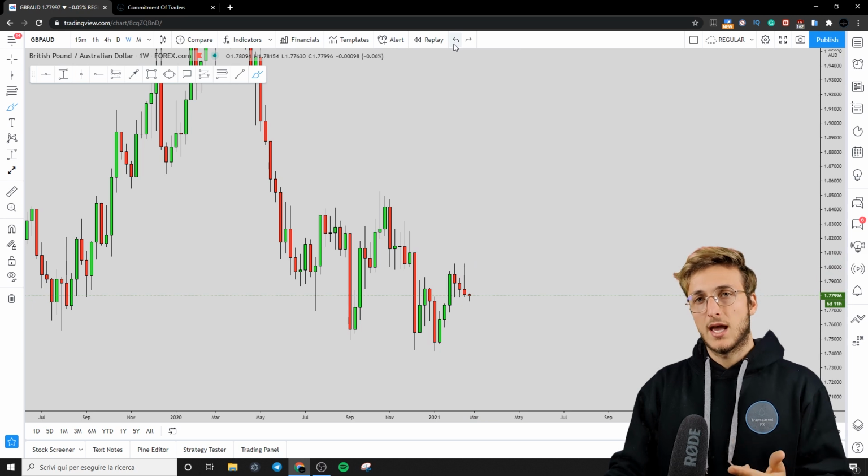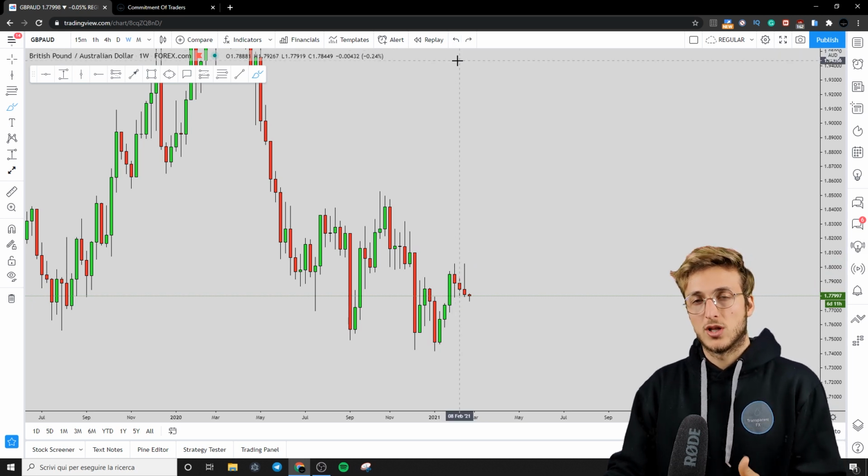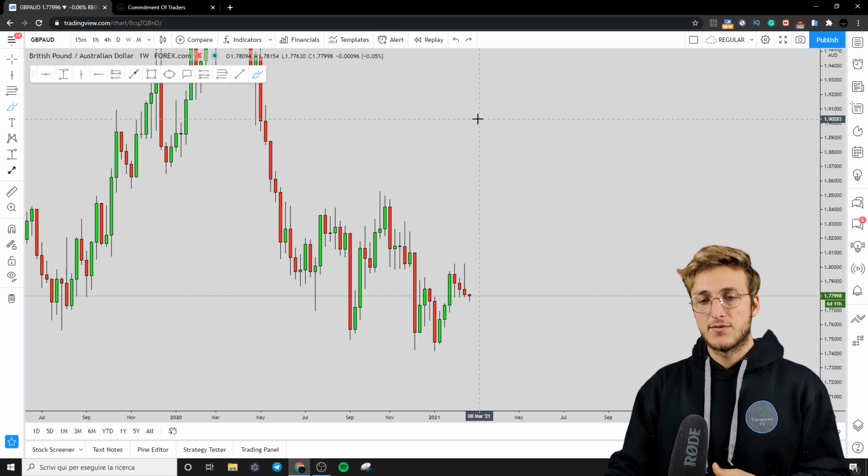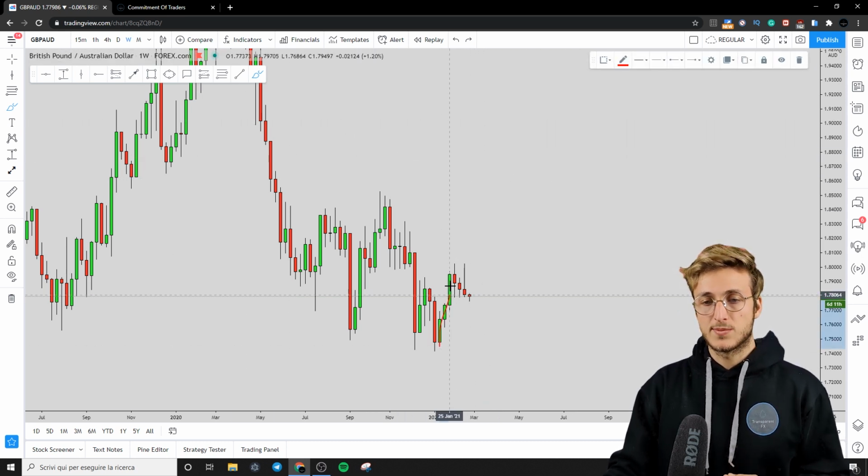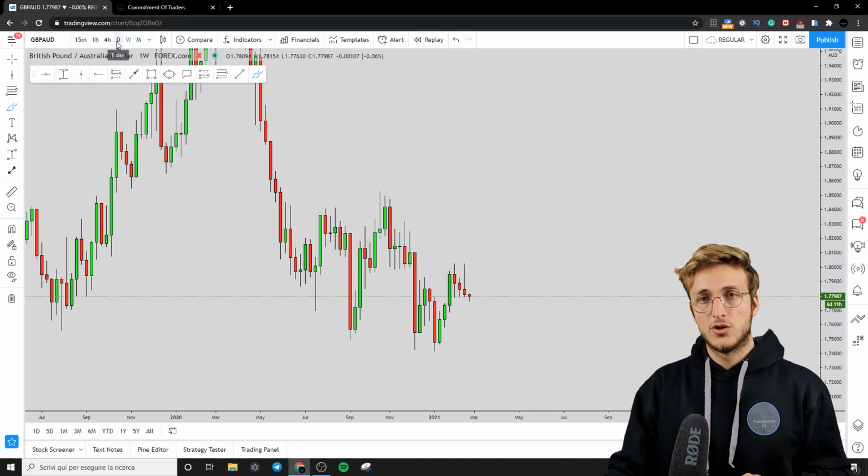So at the moment, monthly and weekly are showing definitely the possibility of seeing the market creating a continuation to the upside to complete this impulse, correction and impulse pattern to the upside here on the weekly time frame.